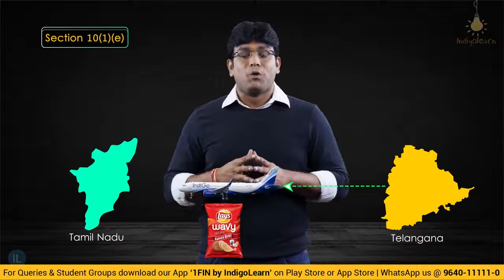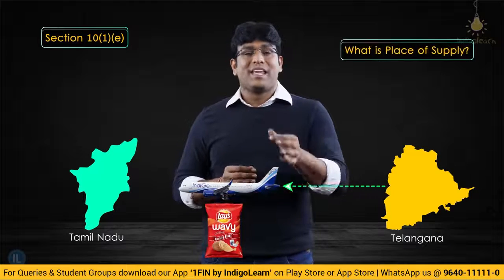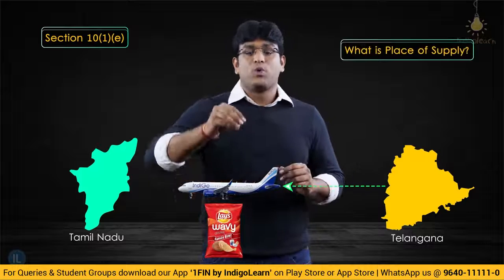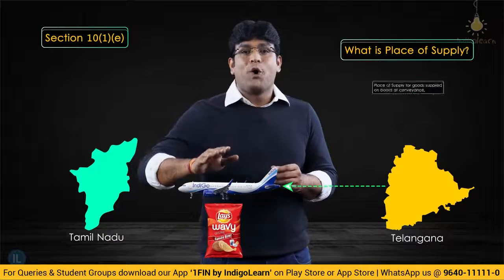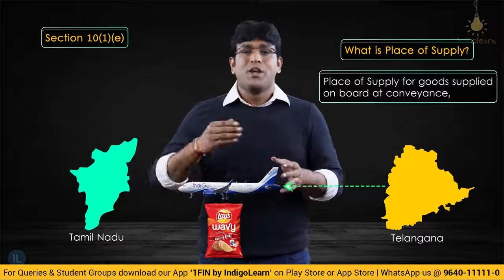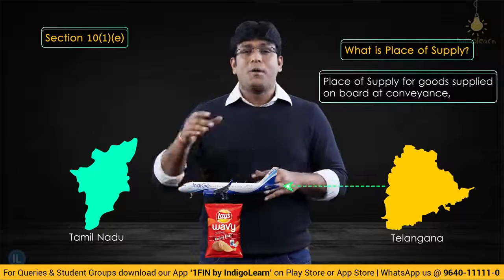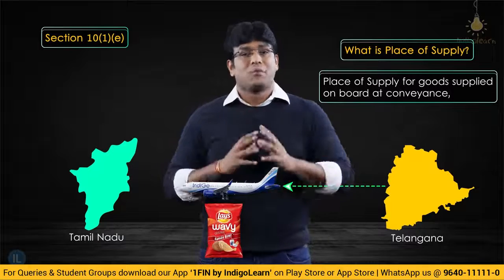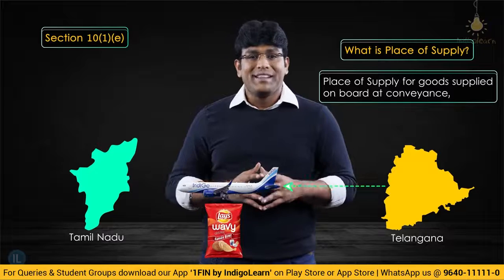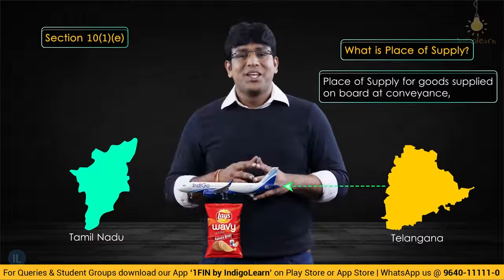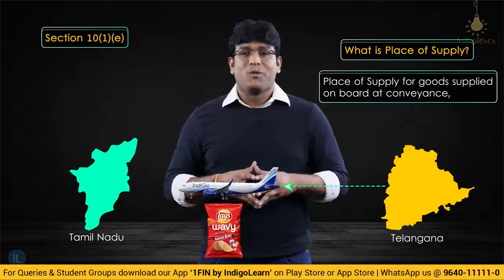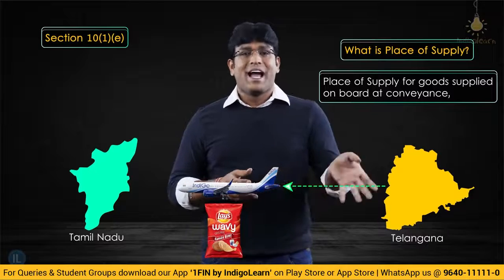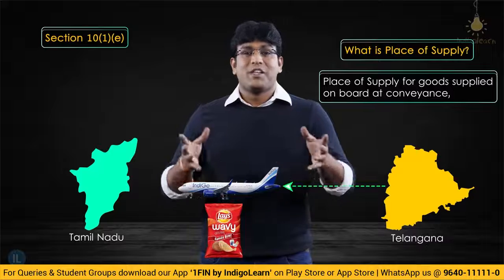Now the question is all about how do we determine place of supply? And this we say that place of supply for goods supplied on board a conveyance. On board means during the course of journey. On board that conveyance, we have taken some goods. Do we say the answer as air? Do we say the answer as territorial waters? Do we say the answer as Hyderabad? Do we say the answer as Chennai?